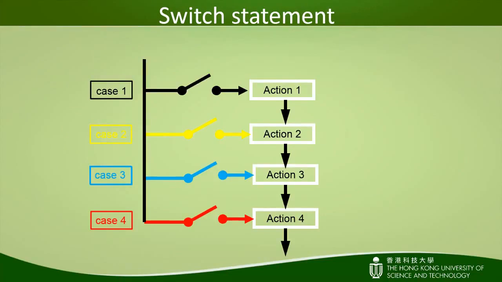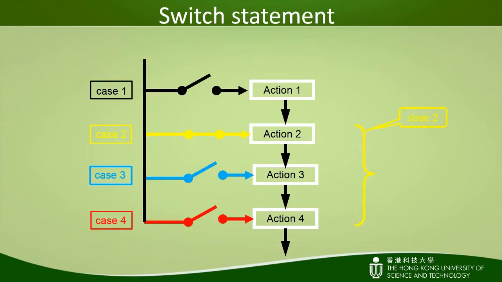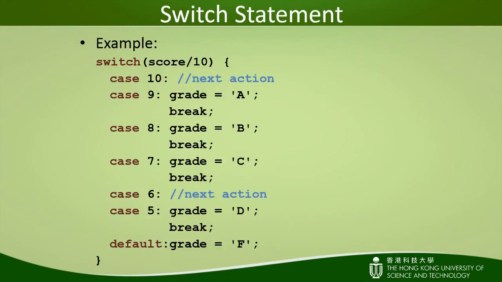This is a useful schematic diagram to look at the action of a switch statement. Here, you have a set of switches labeled as case 1, 2, 3, and 4. When switch 1 is on, action 1 is performed, but it won't just stop unless there's a break in between. Similarly, when switch 2 is on, action 2 is performed, and so on, until the last or the default case is reached.